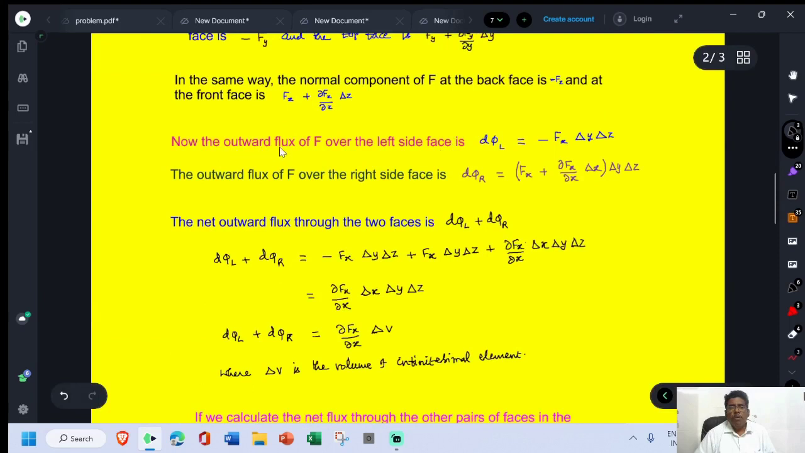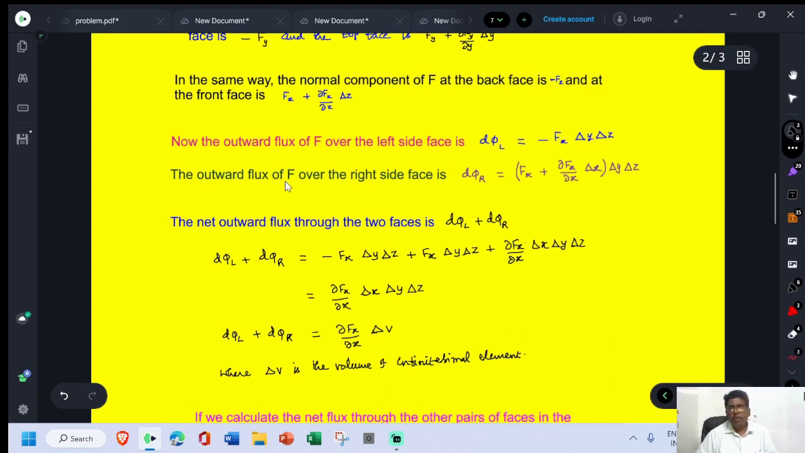Now the outward flux of f over the left side face is d pi l is equal to minus fx delta y delta z. You should know that minus fx is the normal component of f along the left side. If you want to calculate the flux, the normal component should be multiplied by area. Therefore, the outward flux of f over the left side is d pi l is equal to minus fx into delta y delta z. Normal component into area.